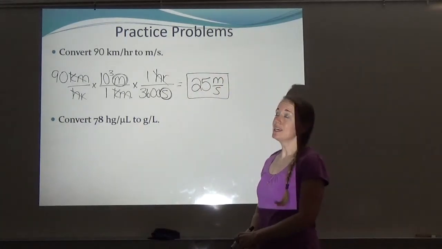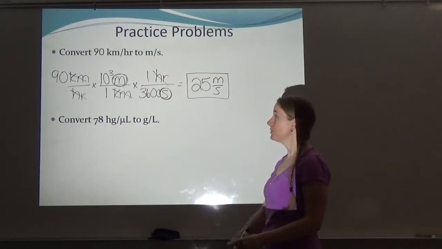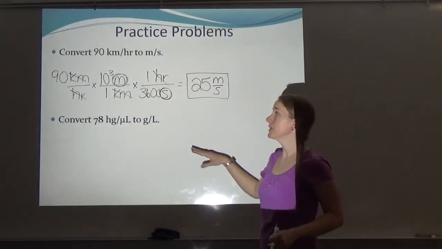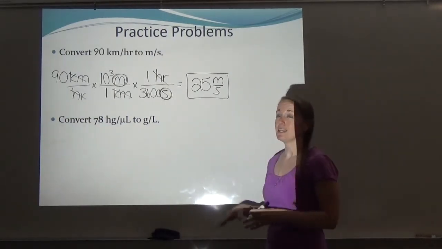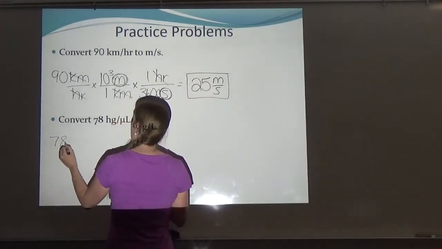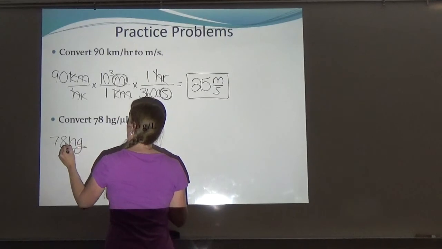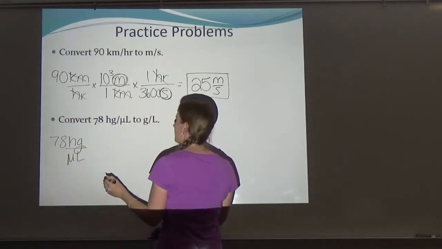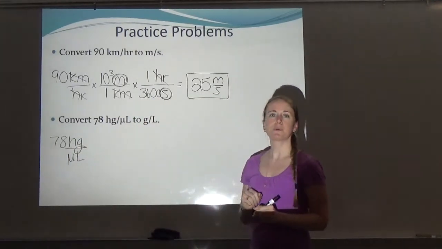All right, so again, if you haven't paused and tried one, definitely try this one. You really need to try these on your own. All right, so let's go for it. So we are starting with 78 hectograms per microliter, and we're trying to get to grams per liter.